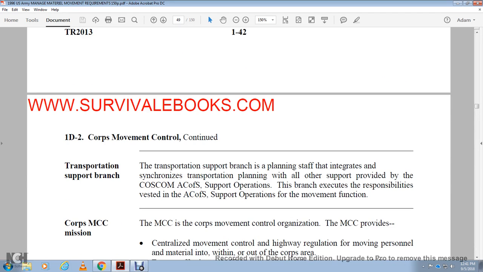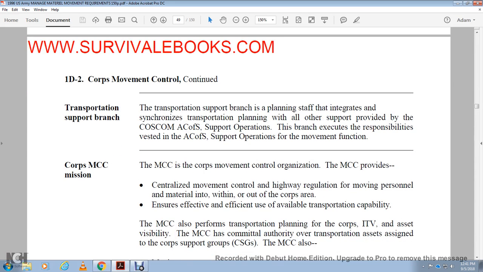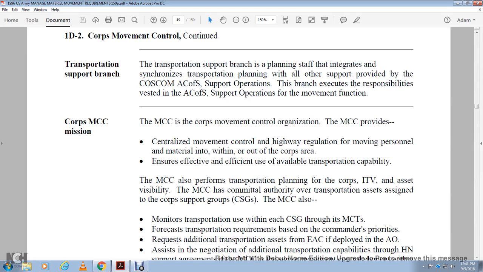The assistant chief of staff for support operations in the branch has responsibility, together with the assistant chief of staff for support operations, for the movement control. The corps MCC mission: the MCC is the corps movement control organization. The MCC provides centralized movement control and highway regulation, moving personnel and material into, within, and out of the corps area to ensure the effective and efficient use of the available transportation. The MCC also performs transportation planning and ITV, assists with visibility, and has compatibility authority over the transportation assets for assignment to the corps support group.